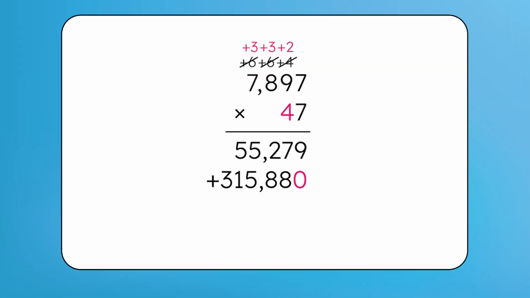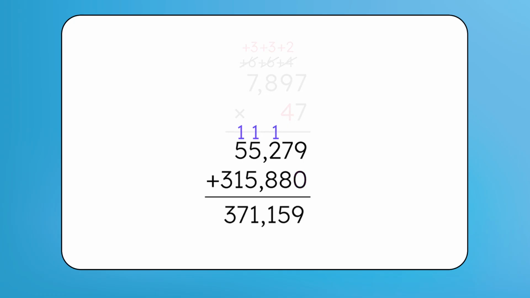After multiplying 4 tens by each digit in 7,897 and regrouping when needed, your work should look like this. Finally, we add the rows to get 371,159. Excellent!